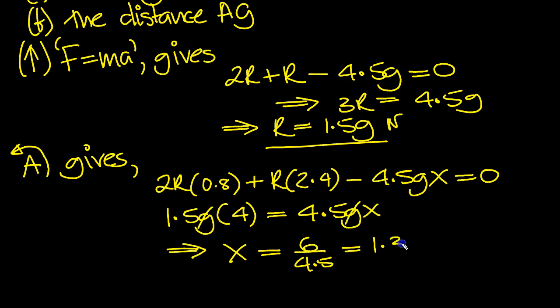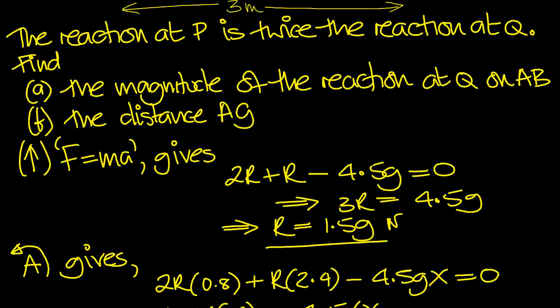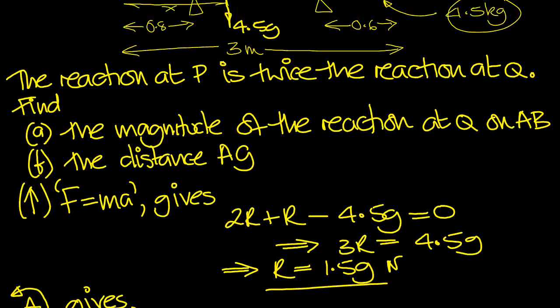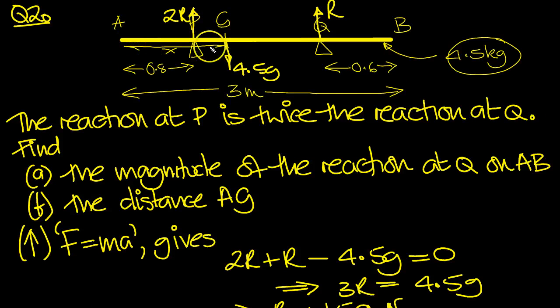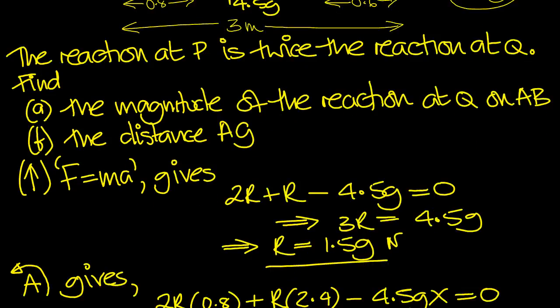Tap it in the calculator if you need to. 1 1/3. So let's just write that correctly. Meters. So there's our distance X, and we found part B, the distance AG on the diagram, which we labelled X. So there's our answer.